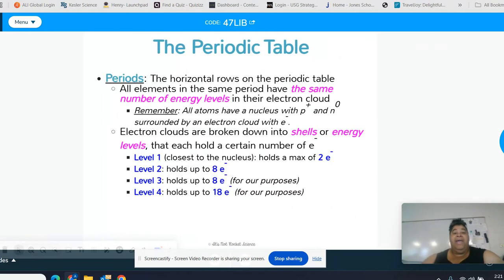So the periodic table has periods. The horizontal rows on the periodic table. All elements in the same period are going to have the same number of energy levels in their electron cloud. Electron clouds are broken down into shells or energy levels that each hold a certain number of electrons. Level 1 can hold 2 electrons. Level 2 can hold 8 electrons. Level 3 and 4, for our purposes only, level 3 can hold up to 8 electrons, and then level 4 can hold up to 18 electrons.